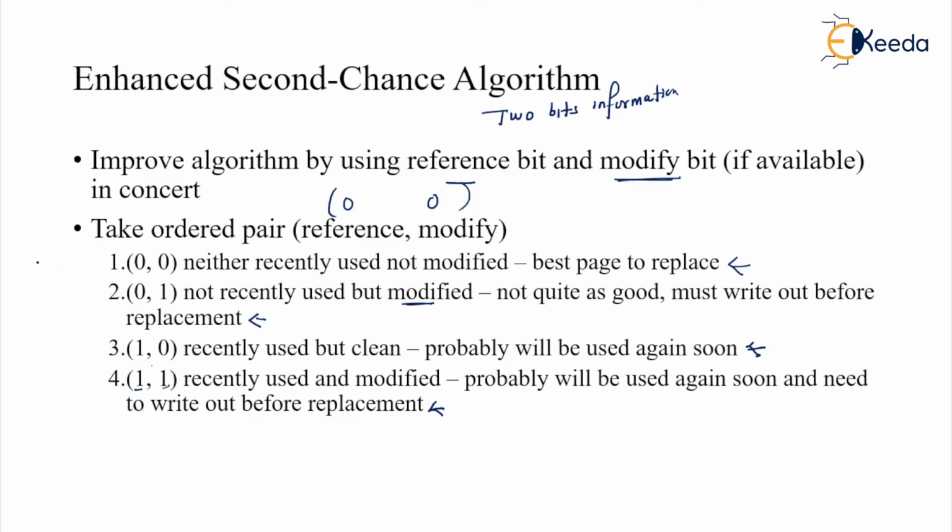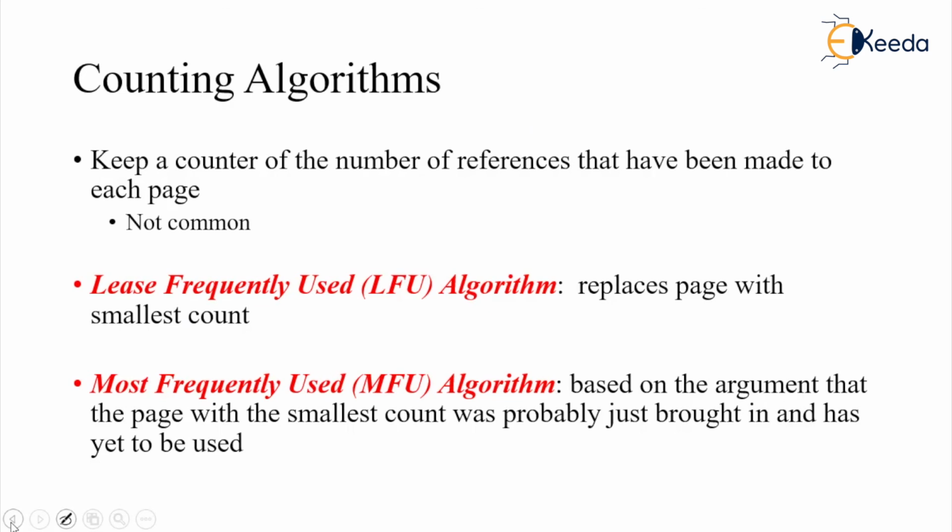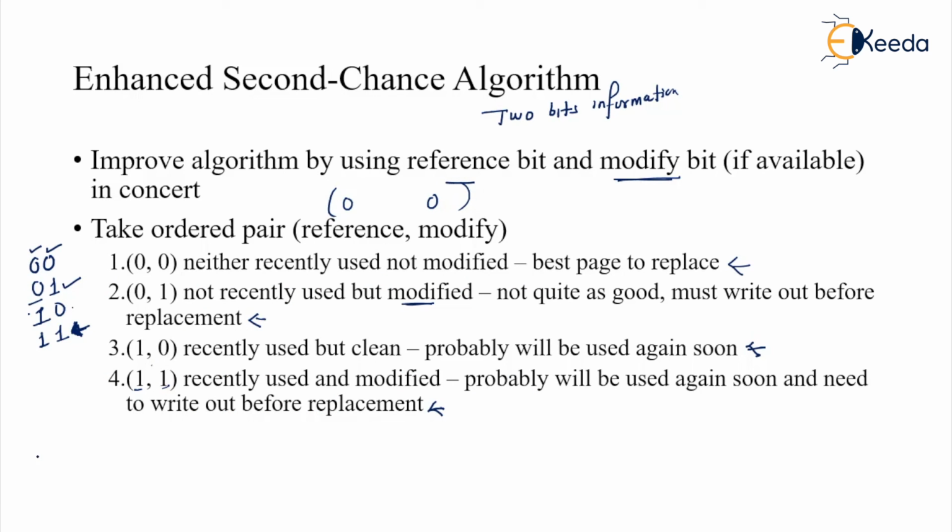So what is the best page? 0 0 is the best page, not referred, not modified. Then we have 0 1, not referred but modified, maybe not used for the longest period of time. Then 1 0 is referred but not modified, maybe used again, and 1 1 is recently used and modified. This may be referred again in the future, so this should not be replaced. Okay, so that is your enhanced second chance algorithm.